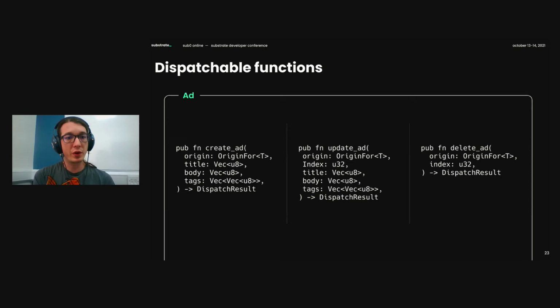Right. So here are the signatures for the dispatchable functions that make up our pallet. Also note, like all dispatchable functions, the first argument they get is the origin, and the origin is the signed transaction, or the signature on the transaction, from which the public key can be derived.